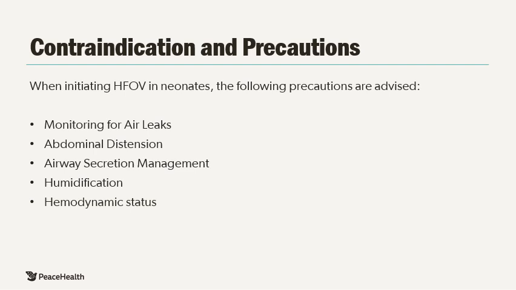When initiating high-frequency ventilation in neonates, the following precautions are advised. Due to the risk of barotrauma, vigilant monitoring of signs of air leak syndrome, such as pneumothorax, is essential. Regular clinical assessment and imaging studies should be performed as indicated. High-frequency ventilation can lead to abdominal distension, which may compromise ventilation and perfusion. Monitoring abdominal girth and implementing measures to reduce distension, such as gastric decompression, are recommended.